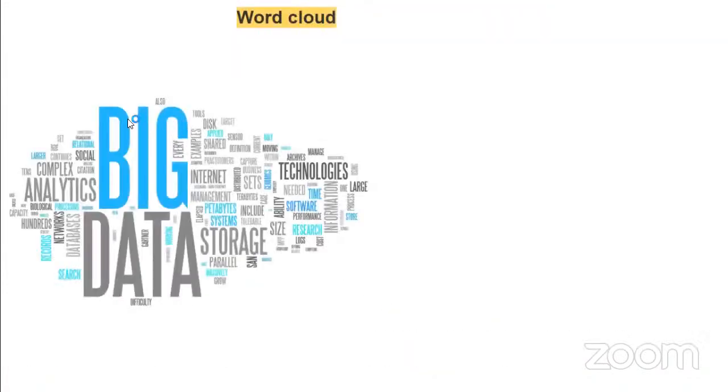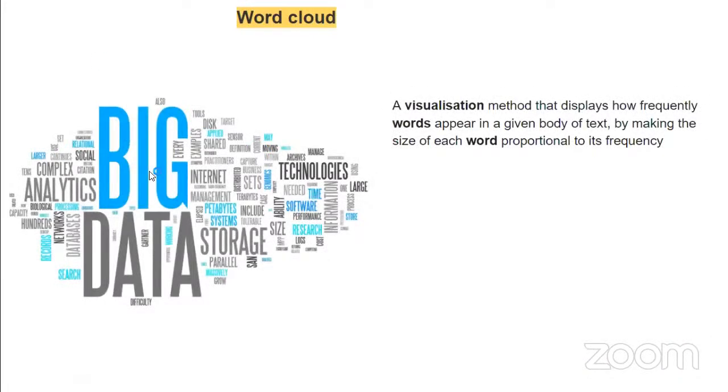Now, word cloud, because you can also do this using Flourish. This is a method that displays how frequently words appear in a given body of text by making the size of each word proportional to its frequency. So in this word cloud, you see that the word big and the word data have appeared the highest number of times. Then you see that words like also, set, and larger have appeared far fewer times. So that's why they are smaller in proportion to those words that have appeared more in the body of text.